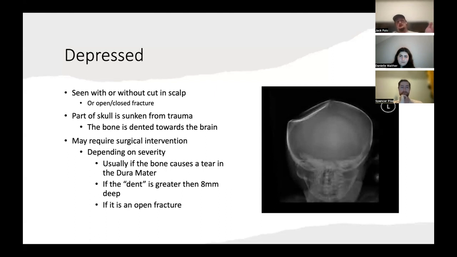So with this, if the skull cuts the scalp, that would most likely indicate an open fracture, and then also more surgical interventions would be needed if the dent is greater than 8 millimeters deep, and if the actual fracture causes any damage to the dura mater.